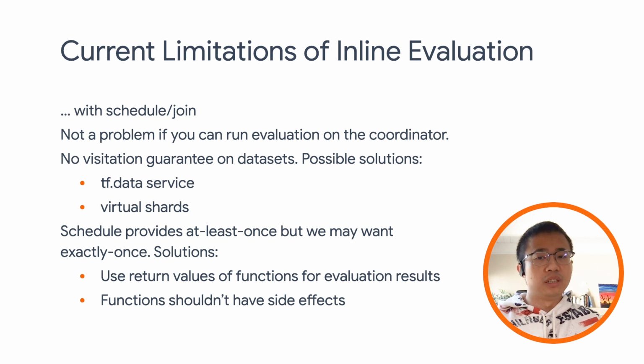Another limitation is that schedule and join only provides an at-least-once guarantee, but we would like to have an exactly-once guarantee for evaluation. We would like to evaluate each evaluation example only once. And the possible solution is to get the evaluation results from the return value of functions, and we only schedule functions that don't have any side effect.